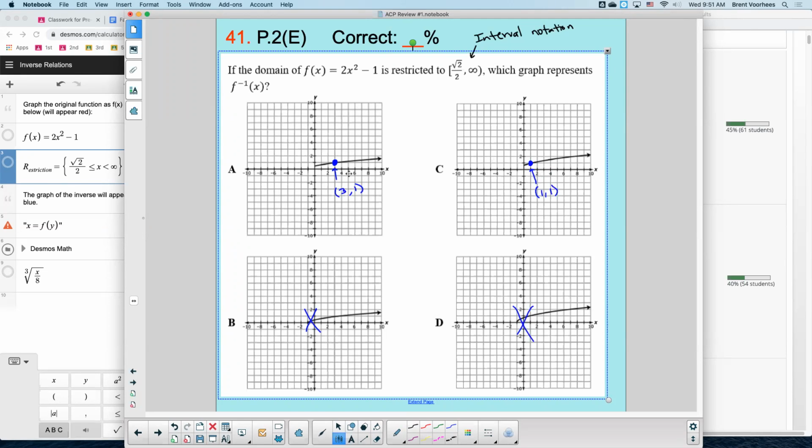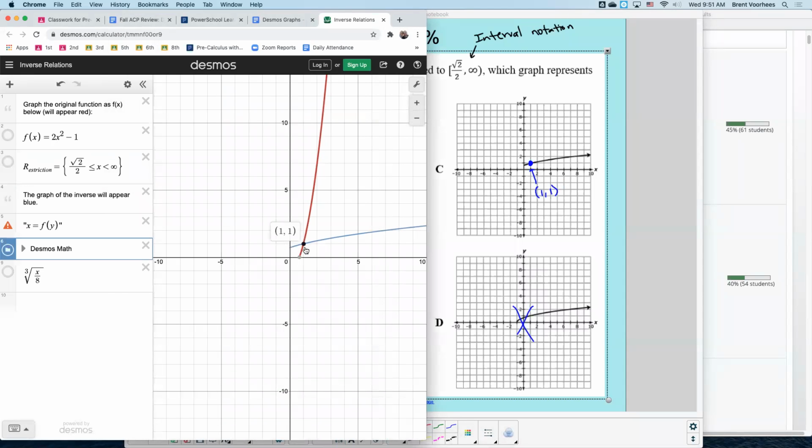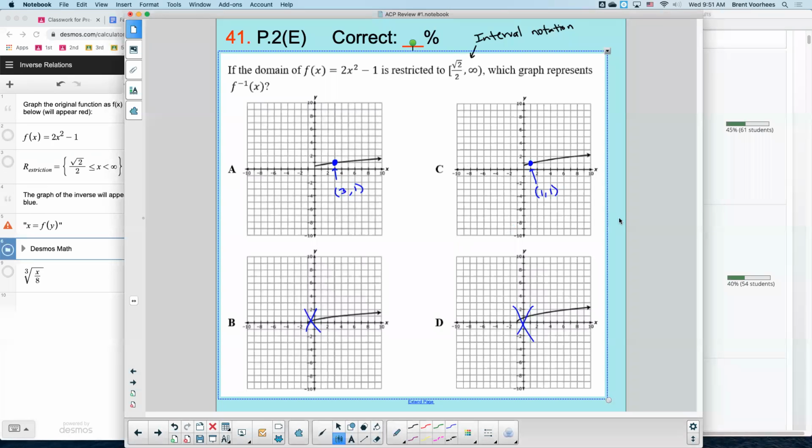So what I'm going to do is go to the graph and see where that good point is. Is it at 3, 1, or is it at 1, 1? So when I come over here, it shows it to me. It's clickable. It's at 1, 1. That's the good point, which means C is the correct answer on this problem.